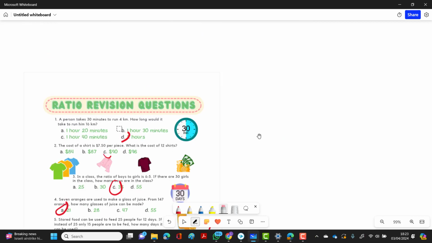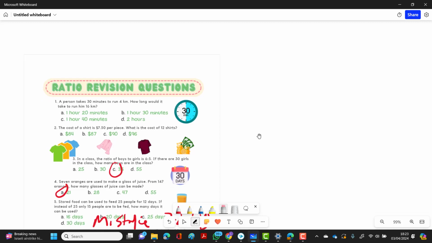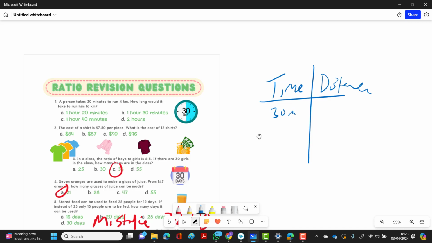Okay, right. So let's start off with one. A person takes 30 minutes to run 4 kilometers. So remember, ratio compares part with part. So here we have time with distance: 30 minutes with 4 kilometers. And then we go to 16 kilometers, so times by 4, which is 120 minutes, which is 2 hours. So number 1 is D.